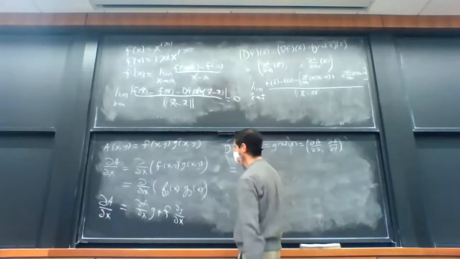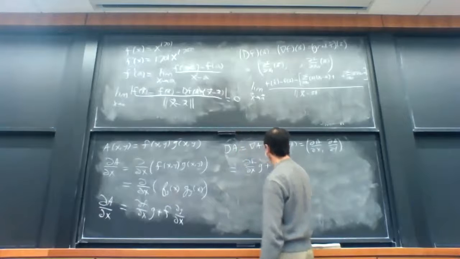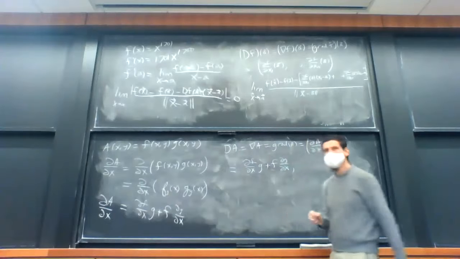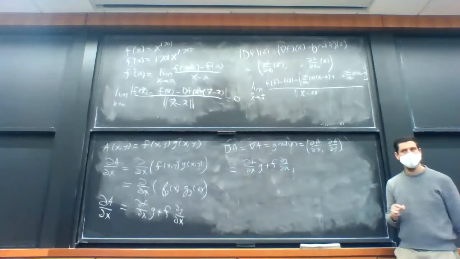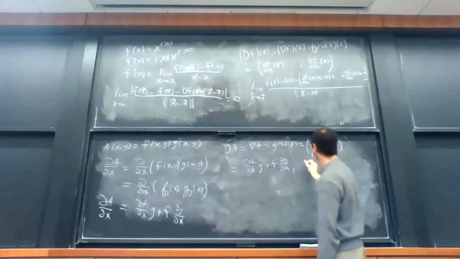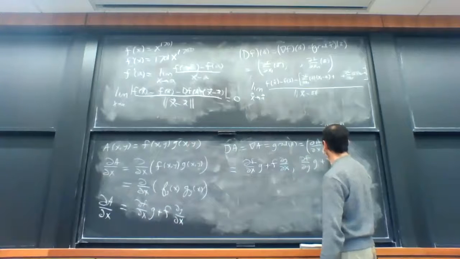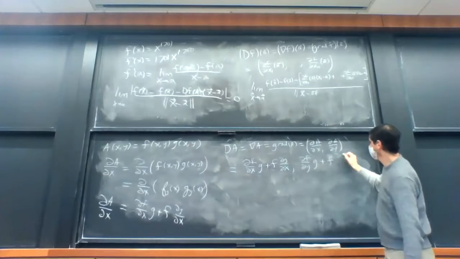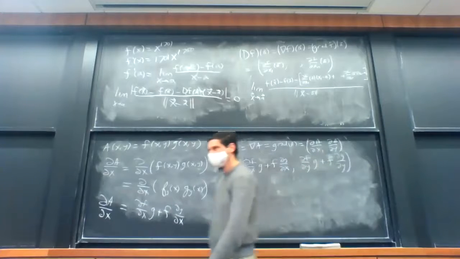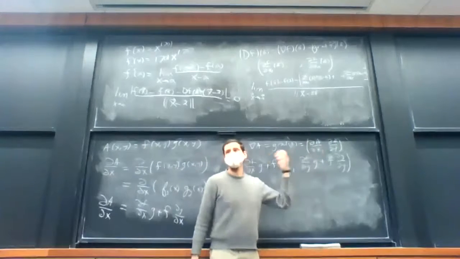And now I can just fill in what it is. The first one, dA dx, is going to be df dx g plus f dg dx. And now I have the derivative with respect to y. All that changes is I replace the x's with y's. And so I will get partial f partial y times g plus f times partial g partial y. All right, this is looking promising. It should be a vector with two components. I've got a vector with two components.